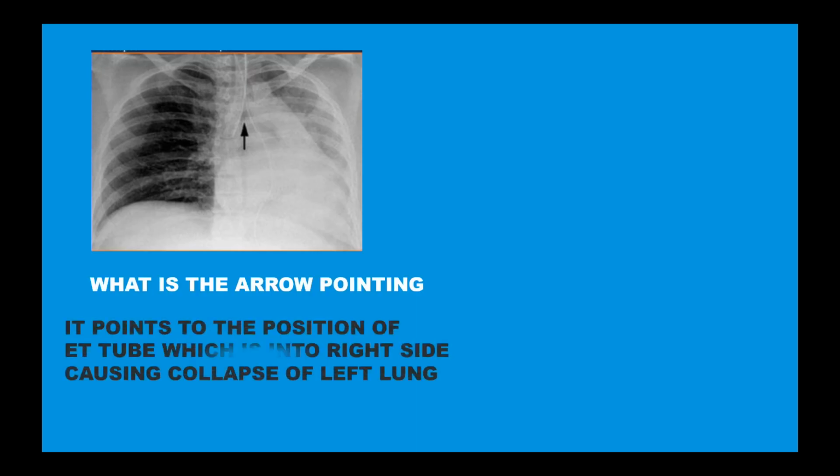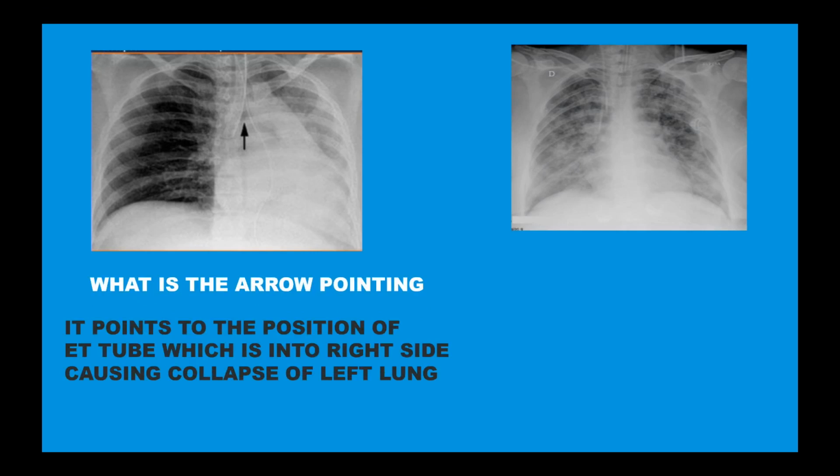What is this case? Mechanical ventilation. Are both areas of the lung evenly aerated? No, sir. Left decreased. So it's an endobronchial intubation. The ET tube is not in the midline, it is in the right side, causing collapse of the left.